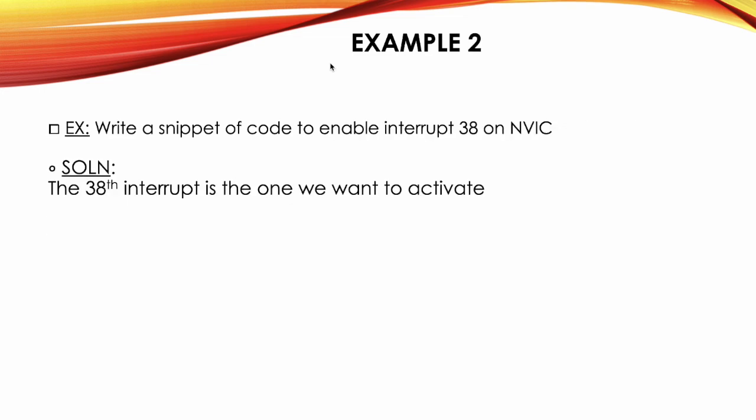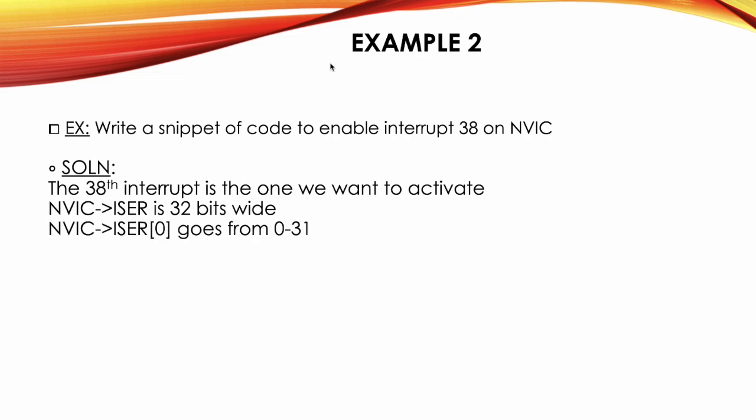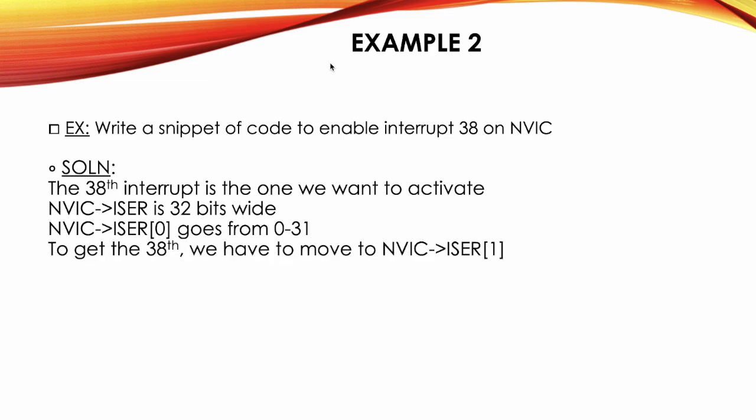In the next example, we want to write a snippet of code to enable interrupt 38 on the NVIC, or nested vector interrupt controller. The 38th interrupt is the one we want to activate. The problem is that the register ISER, which is what we need to adjust, is only 32 bits wide. So ISER register 0 goes from 0 to 31. If I'm going to the 38th interrupt, I need to move to the next ISER. So it would be ISER 1 to get to the 38th.